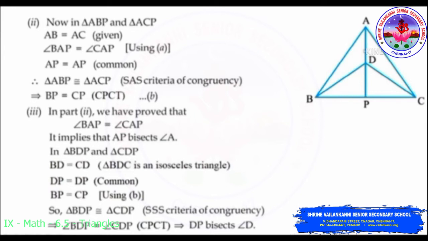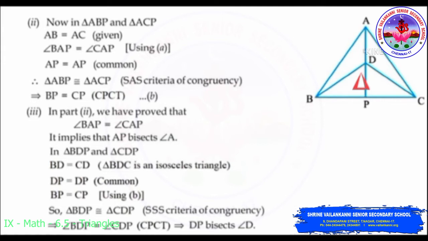Third case, we need to prove that AP line bisects angle A as well as angle D, and already we know that angle A has been bisected into two equal angles by the first subdivision. Triangle BAD is congruent to triangle CAD, so angle A has been bisected into two equal angles because of CPCT. So we need to prove that angle D has been bisected into two equal angles.